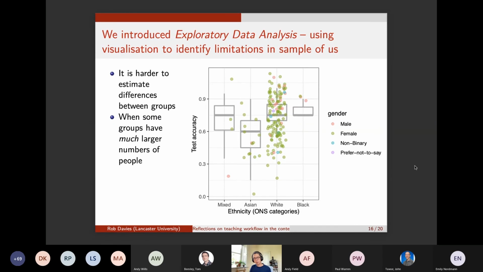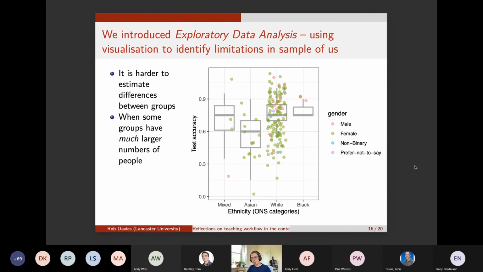As part of this, I also introduced ideas around exploratory data analysis, so using visualization to examine your samples, in order to give a basis for critical evaluation and reflection on our results. One of the things we're interested in, in terms of COVID guidelines communication, is socioeconomic and other differences in responses to the guidance.